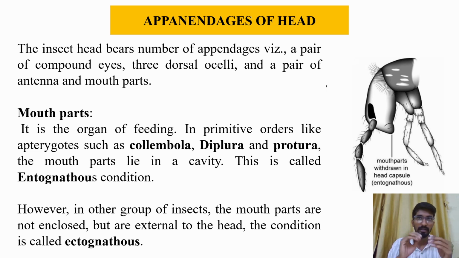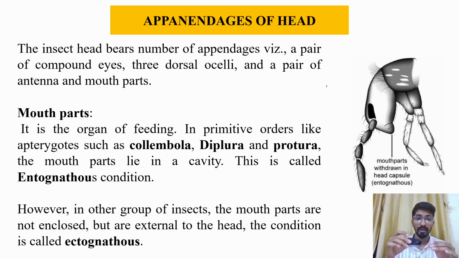Coming to the mouth parts, these are the feeding organs. In primitive orders like Collembola, Diplura, and Protura, these mouth parts lie within the body cavity. Imagine this as an insect where the mouth parts are lined within the body cavity, not external to the body, but in the body cavity. This condition is called entognathous condition.